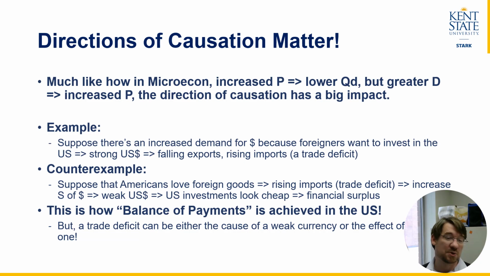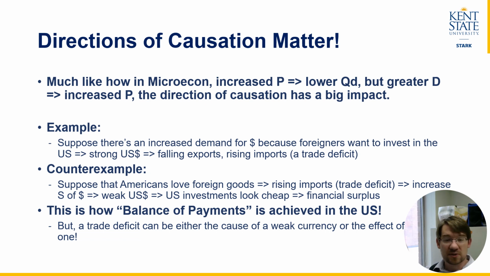What you notice here is that this trade deficit can be connected with a strong dollar. It can be connected with a weak dollar. It's all a matter of which direction causation is flowing. If it's connected with a strong dollar, the strong dollar causes a trade deficit. If it's connected with a weak dollar, the trade deficit causes a weak dollar to happen.